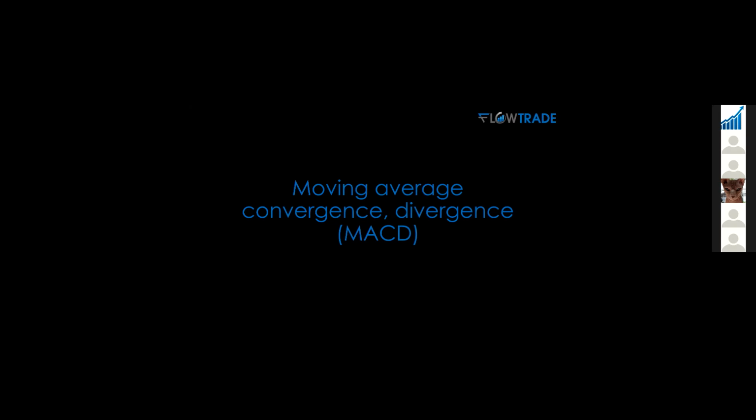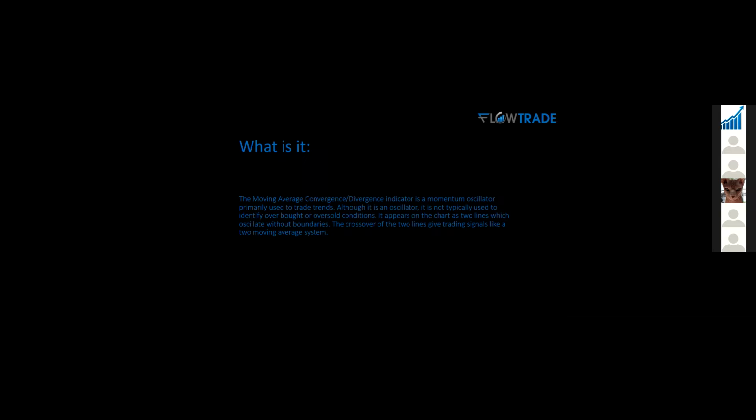So moving average convergence divergence. We all use it all the time, for the most part. There's some CCI users in here and some stochastic users in here. But right now, this is just the basic stuff for moving average convergence divergence. All right, so what is it, right?